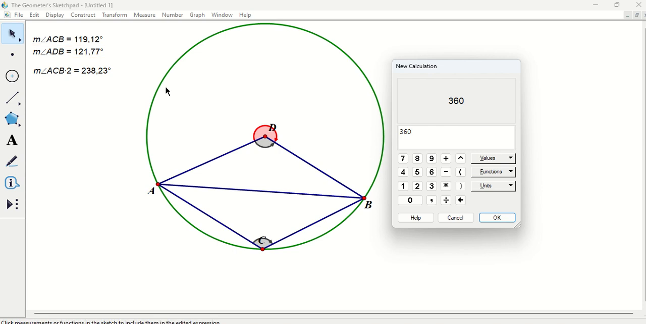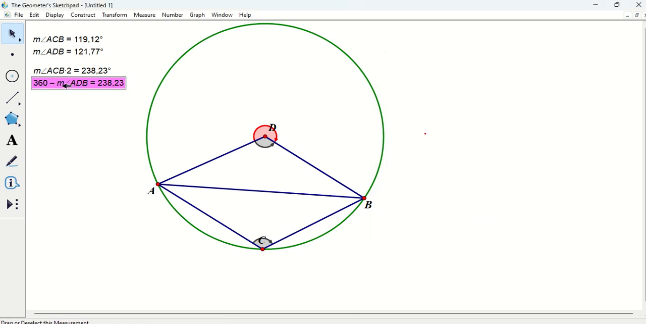So what I want to do now is subtract this angle from 360. I want to subtract the angle from 360. So it means I have 360 minus the angle at D. And now all of a sudden 360 minus the angle at D is equal to twice this angle. So now the angle at the center and the angle at the circumference are different now.